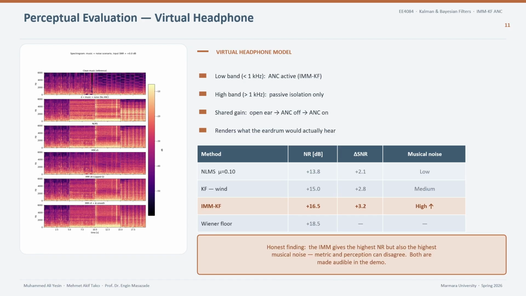The table compares methods perceptually. And here we're being deliberately honest. Yes, the IMM has the highest noise reduction, 16.5 decibels, and the best signal to noise gain, but it also has the highest musical noise. Those little warping artifacts. So, the metric says the best and the ear doesn't fully agree. A single number can hide the tension, which is exactly why we built a bench that lets you both measure and hear it. And in the live demo, you can actually listen to the difference.